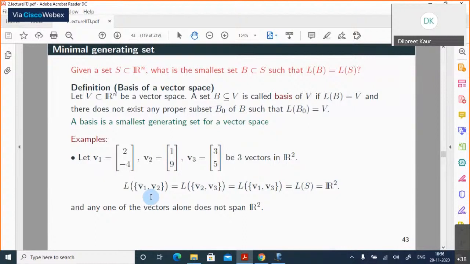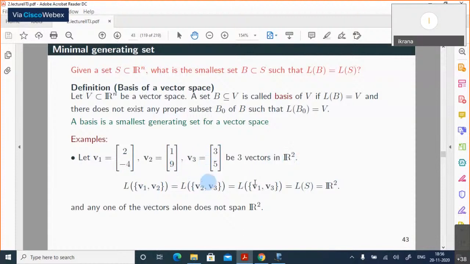So I don't think I can prove a theorem which I wanted to state. I think I should do it next time: different ways of describing a basis. But one thing seems quite clear from here, that there are different bases possible for R2.